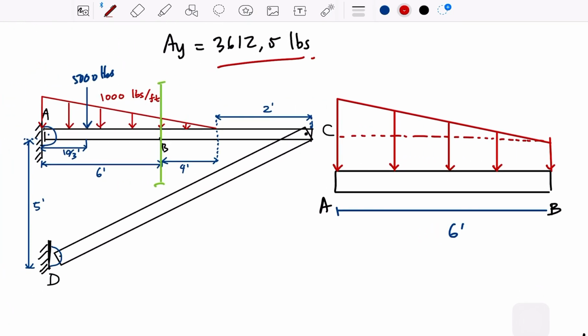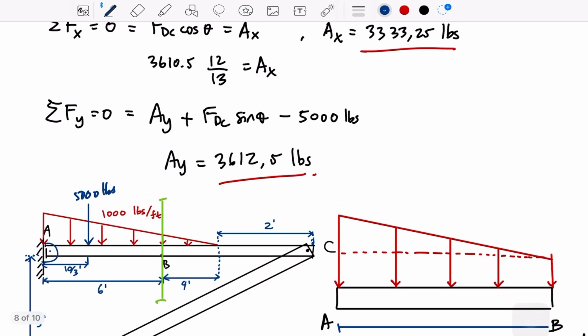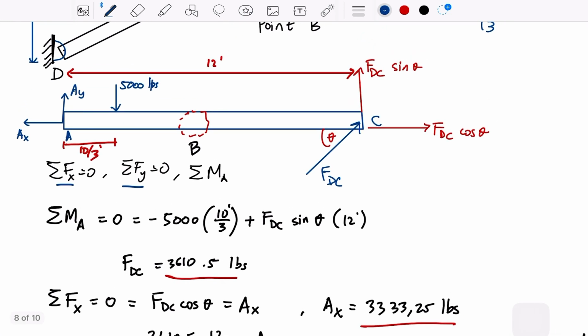So before that, let me complete the picture. Okay. So from the free body diagram, when we are talking about this, we know AX, we know AY and we know the FDC. So let's at least write the AX into A. Okay, let's write AX and AY.